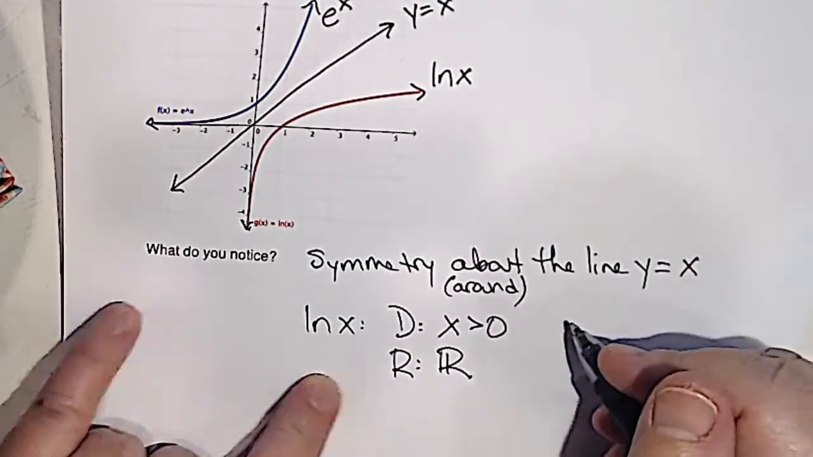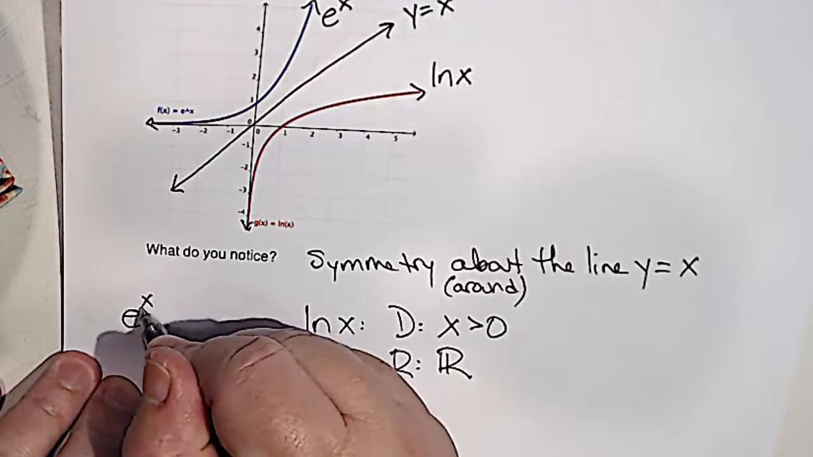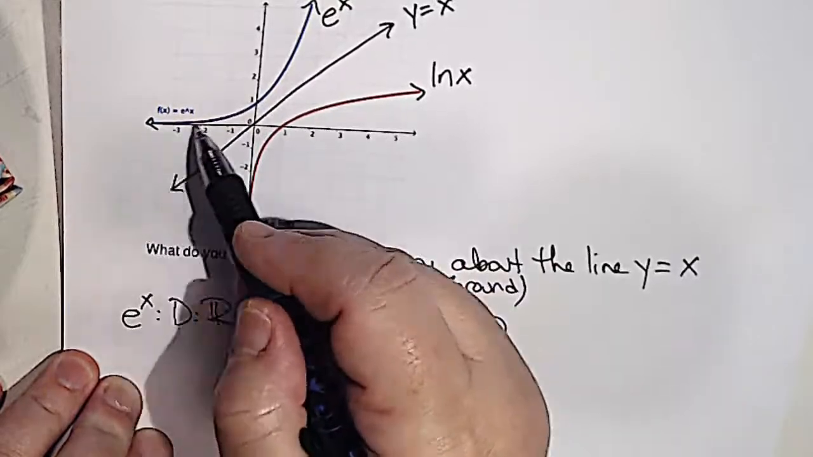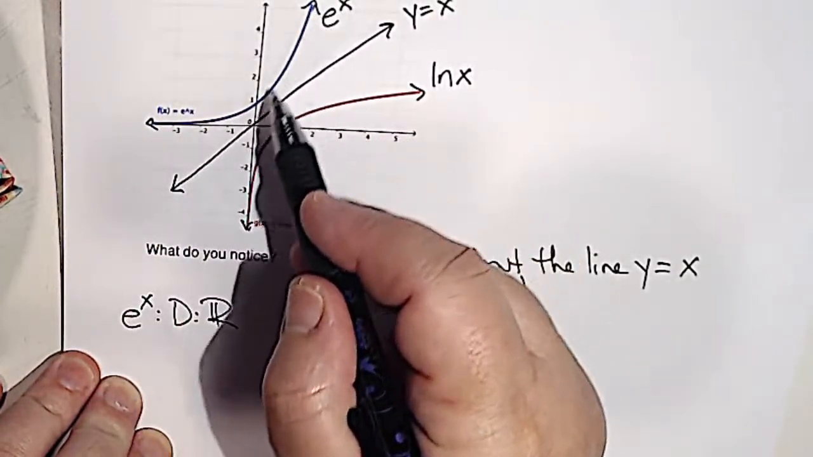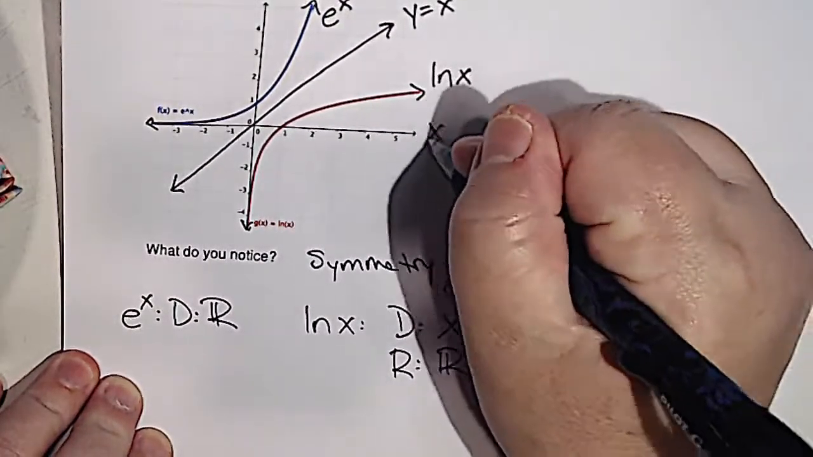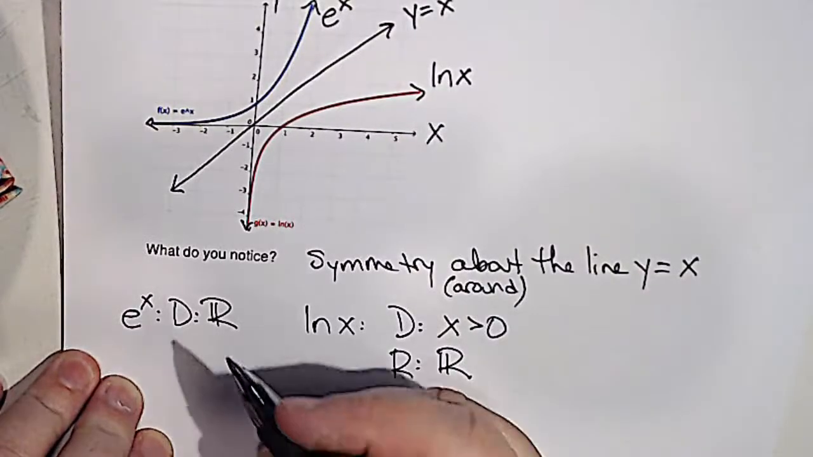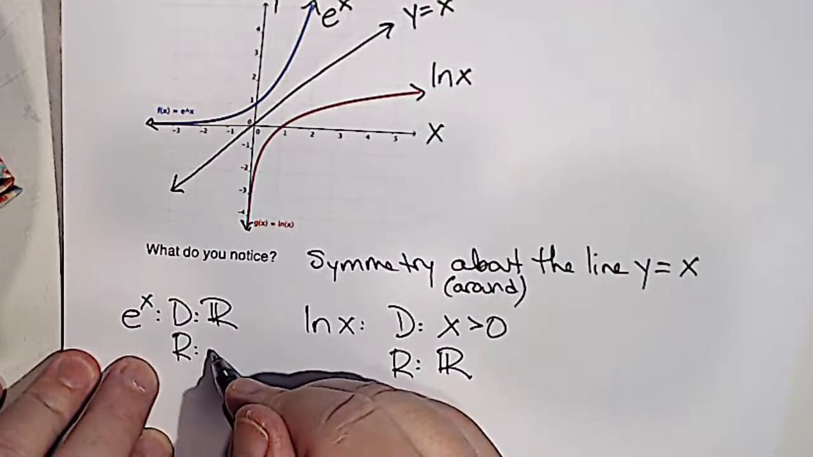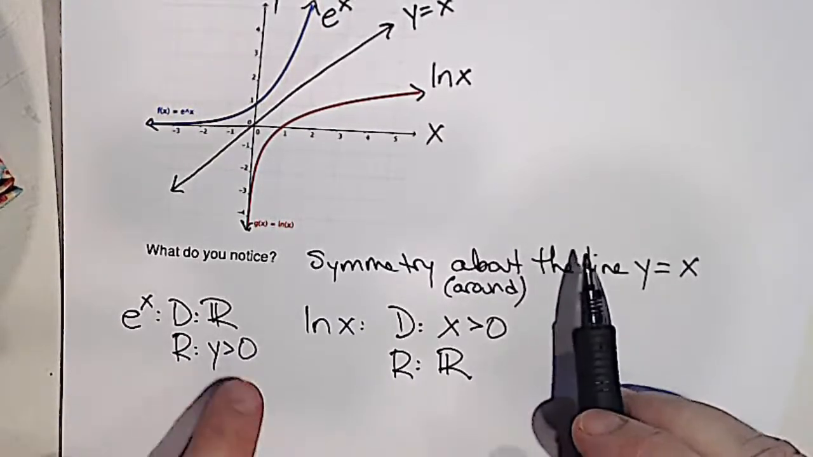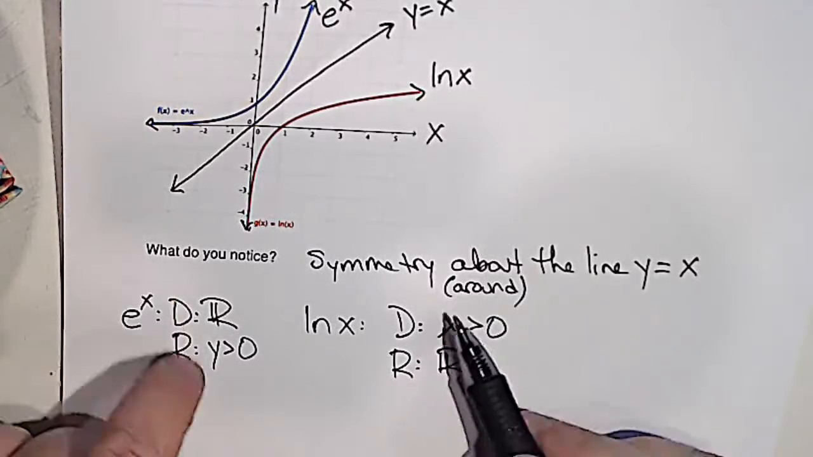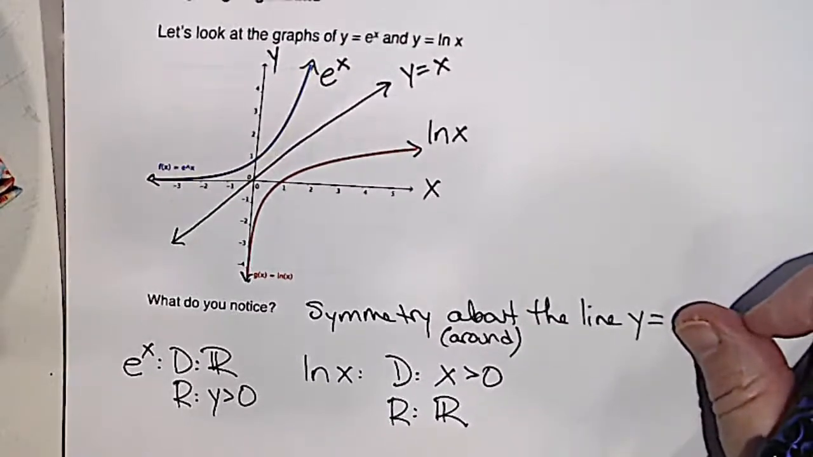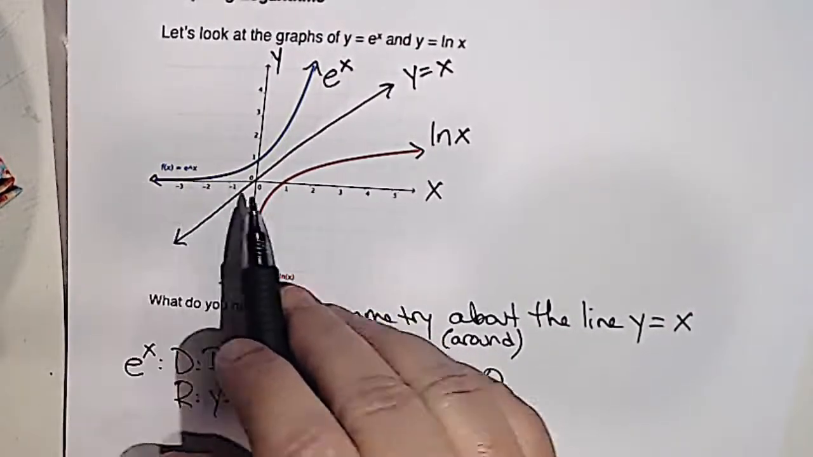Okay. What was e to the x? Do you remember the rules about e to the x? The domain was all reals. You can put anything you want into it. And what comes out stays above the x-axis. I'll write the x and the y in there. And so the range is that y has to stay positive. Notice how the domain and the range flipped for these two. Also, for e to the x, where's the asymptote? The asymptote is the x-axis.